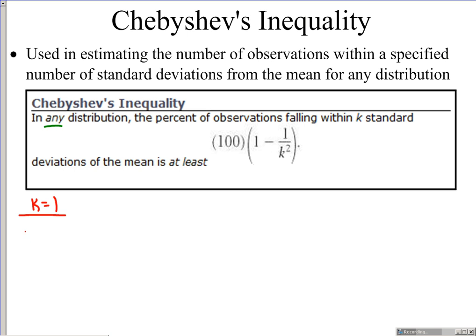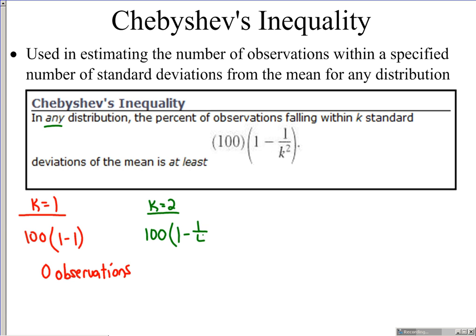Well, if we plug 1 in there, what are we going to get? We're going to get 100 times 1 minus 1, which is 0. Doesn't tell us a whole lot. It says that within one standard deviation of the mean there will be at least 0 observations. Not real helpful. How about within 2 standard deviations of the mean? Well, now we have 100 times 1 minus 1 over 2 squared, which is 1/4.